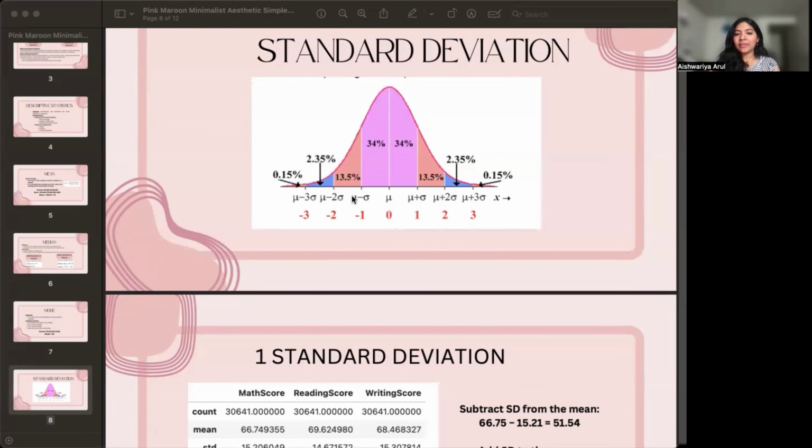And when you add this red area, that is the 13.5 percent, another 13.5 percent, together with the pink area, this adds up to 95 percent. So 95 percent falls within two standard deviations. Even higher, the combined pink area, red area, and blue area fall within three standard deviations. Anything that is apart from the three standard deviations would be considered an outlier.